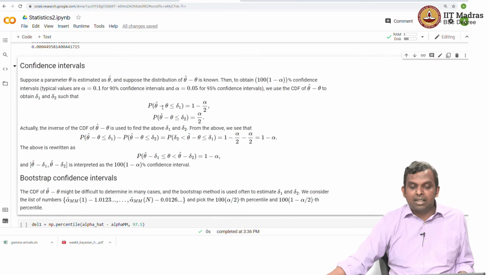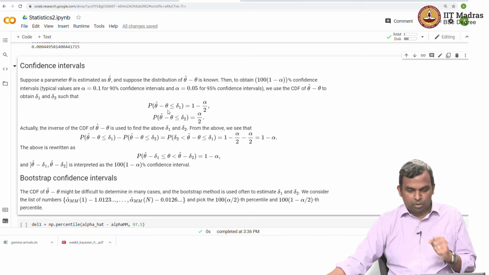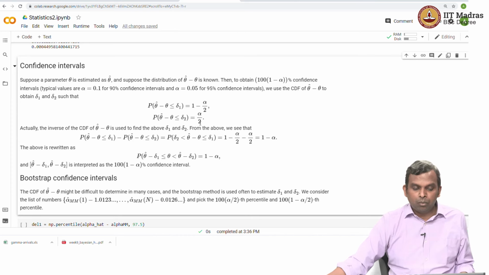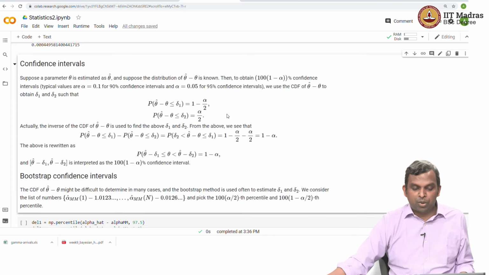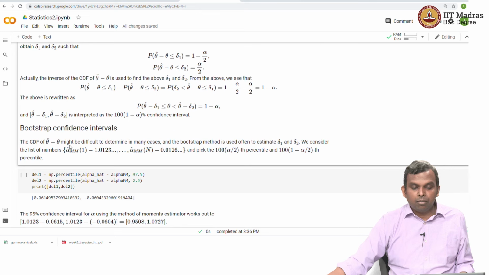Right, you have this error, and for the error, the CDF of the error is known. You can do this, but if the CDF is unknown, you can find this using the Bootstrap. How do you do that? If the CDF is tough, you can use the percentiles of the Monte Carlo numbers.